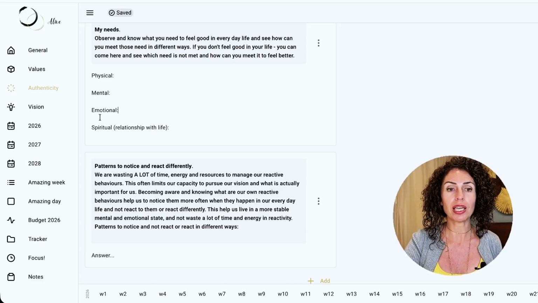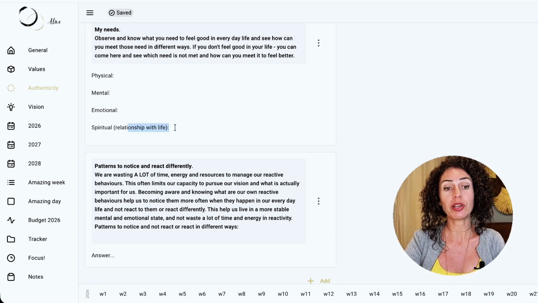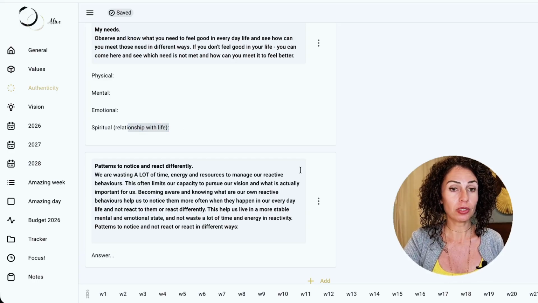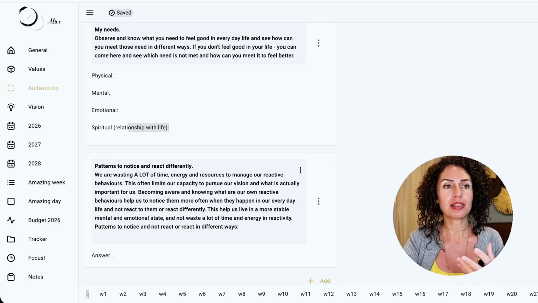Think about your own life. Think about what you need and write it down. And the last one is spiritual needs, or I call it a relationship with life. One of the things that I see as a universal spiritual need is to do some hobby or work that you truly love. Maybe that's not your work, maybe it's outside of work.